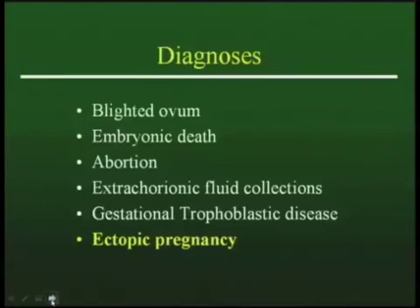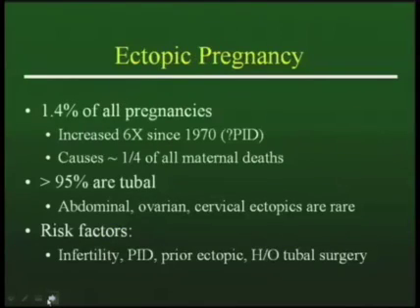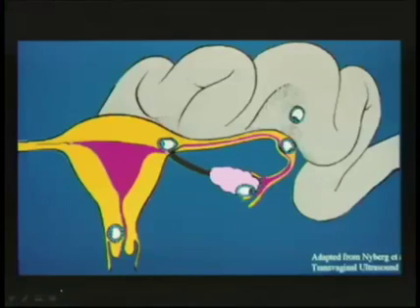The final topic I'll take up in this lecture is that of ectopic pregnancy. Ectopic pregnancies are more common than they have been in the past. Almost all of them are tubal in location, but they aren't exclusively tubal. You can also have abdominal pregnancies, ovarian ectopics, and cervical ectopics, but these are quite rare. There are many risk factors associated with ectopic pregnancy, importantly infection, pelvic infection, prior ectopic, or a history of some sort of pelvic surgery.